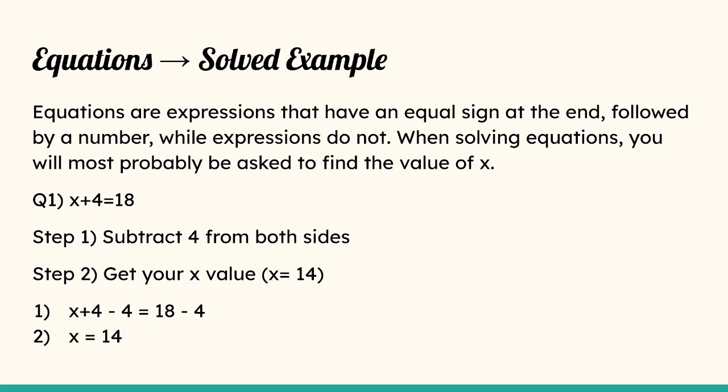Equations. Equations are expressions that have an equal sign at the end, followed by a number, while expressions do not. When solving equations, you will most probably be asked to find the value of x. So in our first example here, x plus 4 equals 18, we have to first try to isolate the variable. That means keep the variable on one side. And we can do that by subtracting 4 from both sides. And we get our x value, x equals 14. And my steps are shown down below.